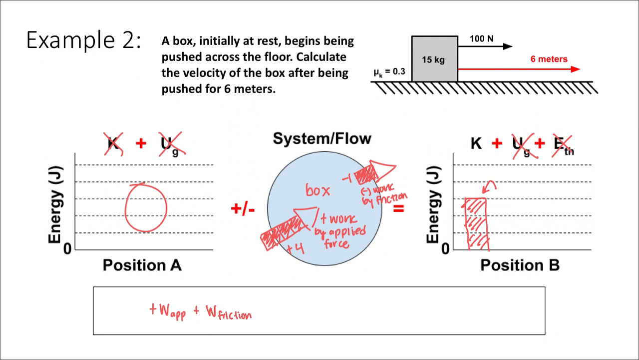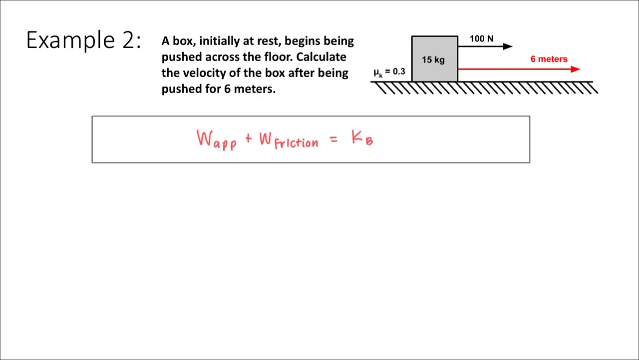And then later when I plug in the values for the work, if you know the work done by friction is negative, you can plug in the numerical value. We don't want to make it double negative, right? And so both of those works together will be equal to the final kinetic energy at position B. All right, so now that we have our energy conservation equation, it's just a matter of plugging in the equations for work for both applied force and friction force, and the equation for the kinetic energy of the box at position B, which again is that 6 meter point.